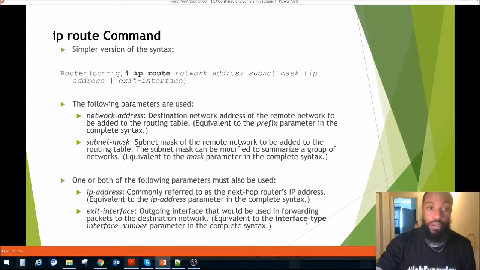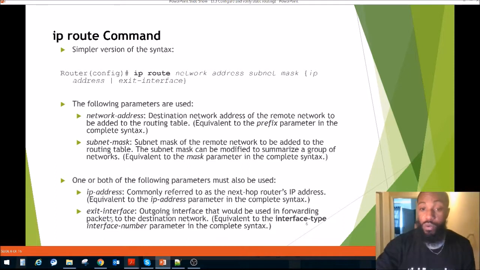So the following parameters are used: network address, the place you're trying to get to, subnet mask of the place you're trying to get to, and then one or both of the parameters must also be used. The IP address, which I've been saying the whole time, next hop router's IP address, starting to sound like a broken record, or the exit interface.